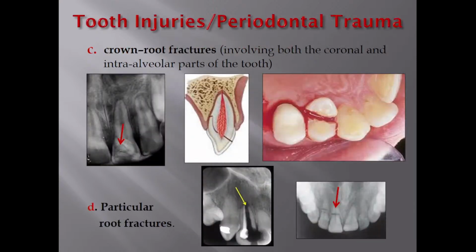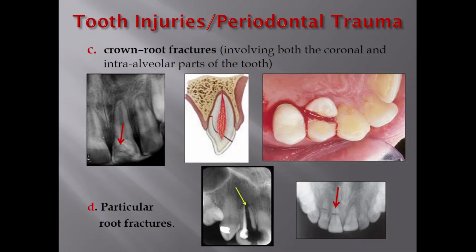Root fractures represent up to 7% of dental alveolar trauma in permanent teeth. Suspect injury of the root when bleeding from the gingival sulcus is observed. However, these injuries are best detected with radiographs. And on this slide, you can see different root fractures.